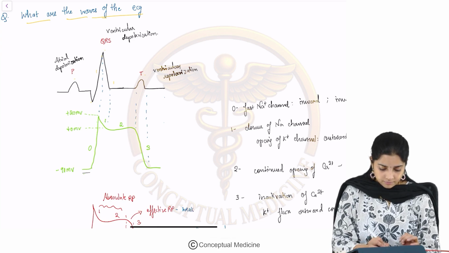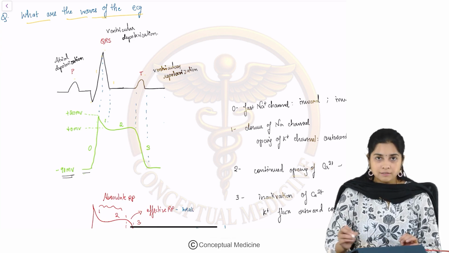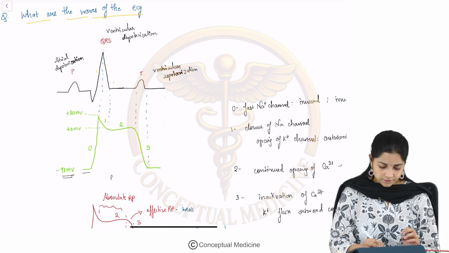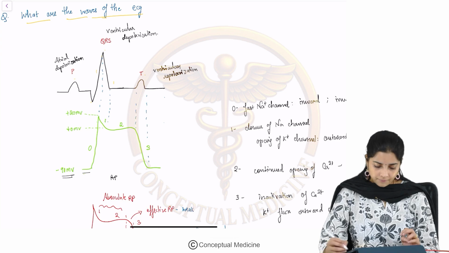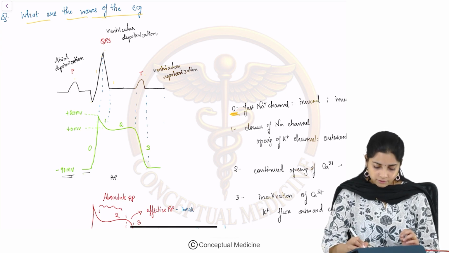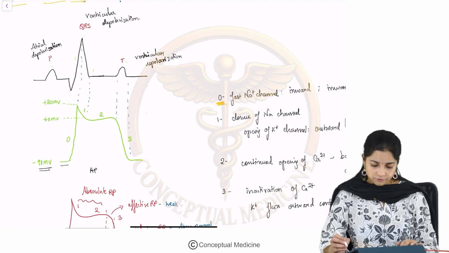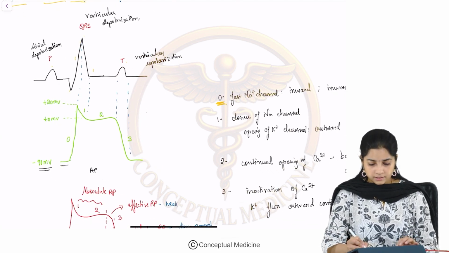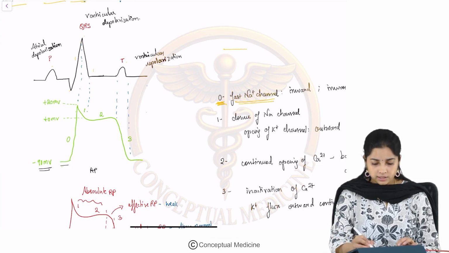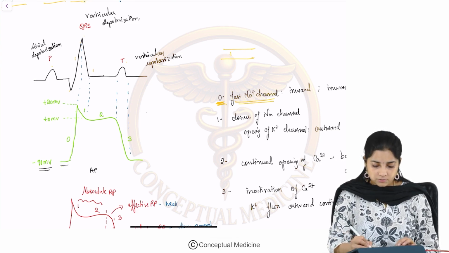Okay. So, the resting potential is at minus 90 millivolts. This is your ventricular action potential. So, what is the first phase? The first phase is your phase 0. In your first phase, what happens? There is activation of a fast sodium channel.